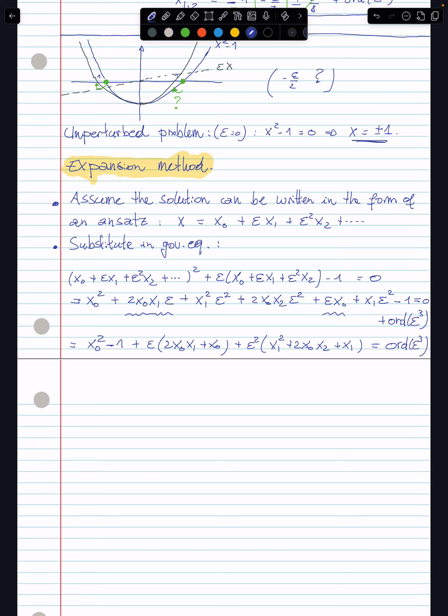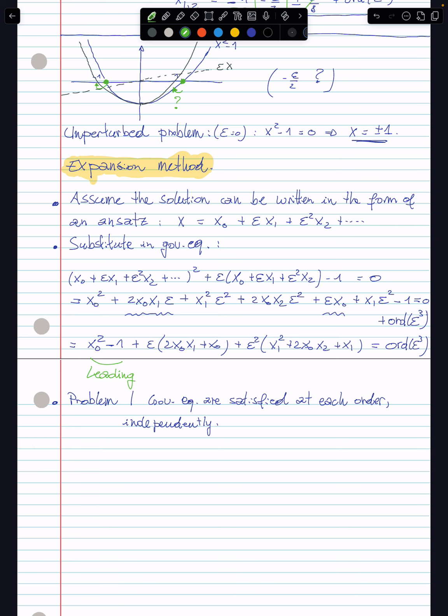So what do we do now? And that's really the spirit of perturbation methods. We're going to say that the governing equation is satisfied at each order independently. Somehow it means that at leading order, which is the name we use to qualify this, we will assume that the problem is satisfied.